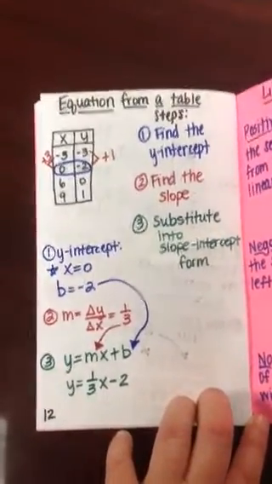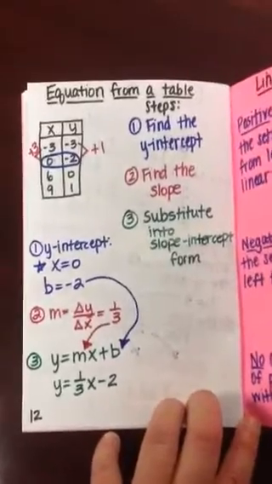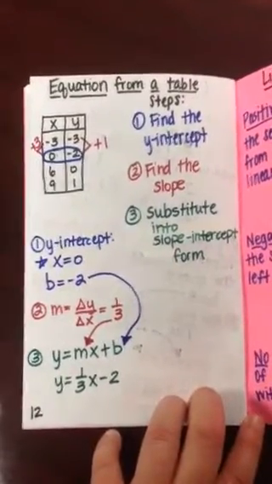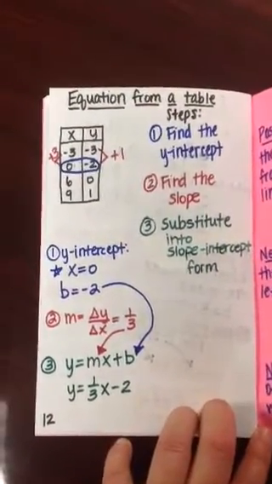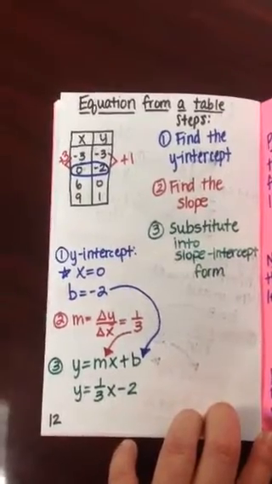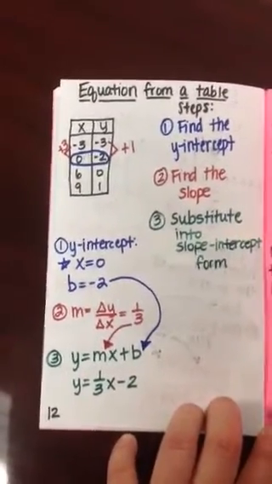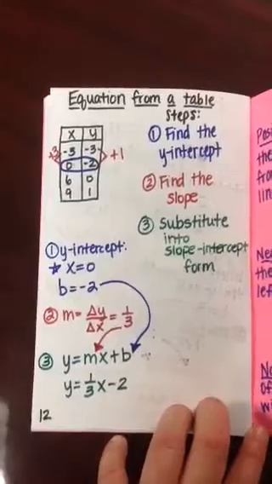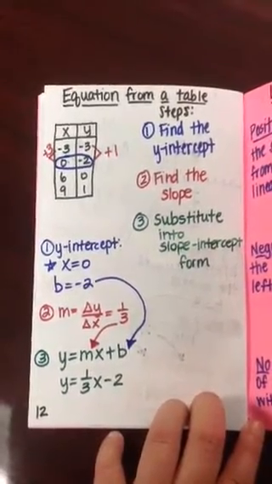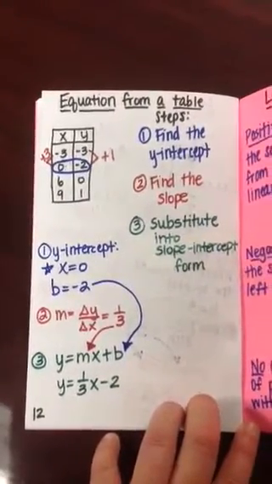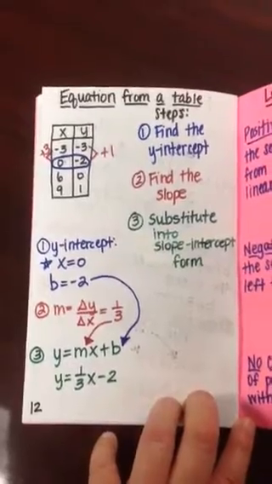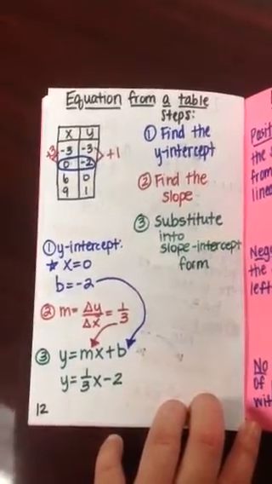So remember, from a table, the y-intercept is when x equals 0. So if we look at our table, x is 0, the y is negative 2. And then we find our slope, change in y divided by the change in x, which is 1/3. And then we just plug it back in. So we get y equals 1/3 x minus 2.